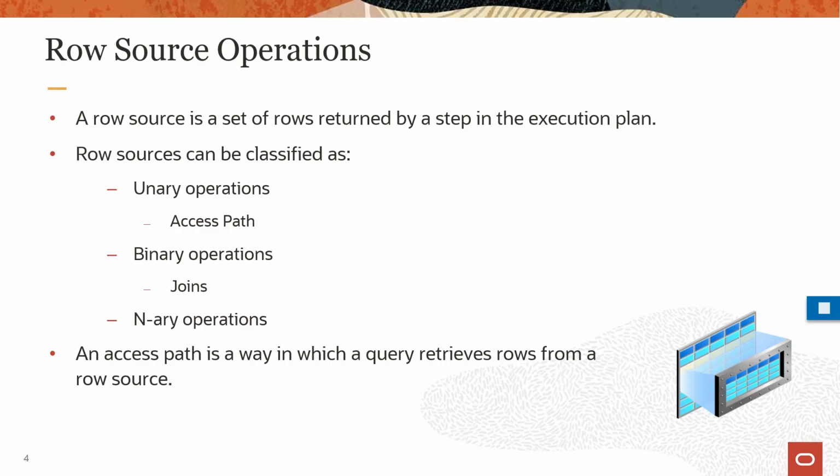a relational operator. The access paths that we're going to discuss within this chapter are ways in which a query retrieves rows from a row source. Examples of access paths are full table scans or an index scan.